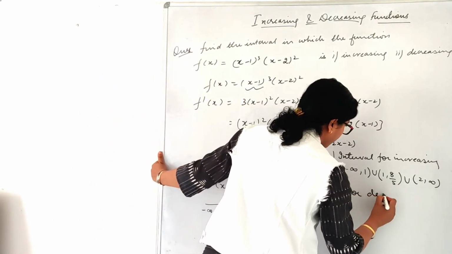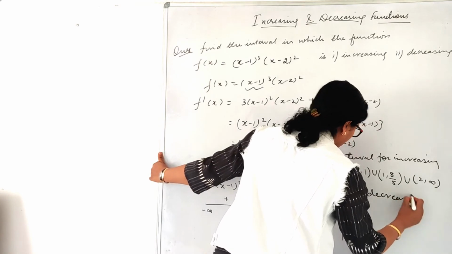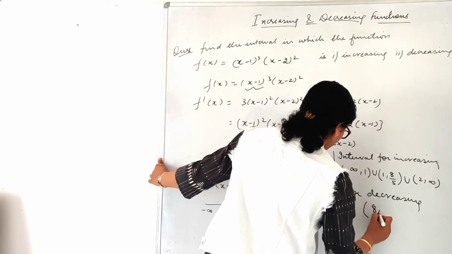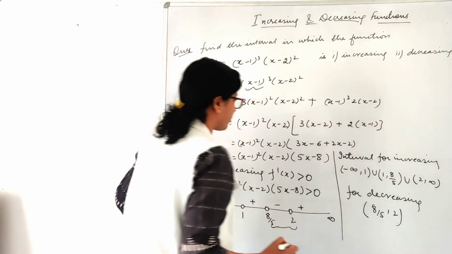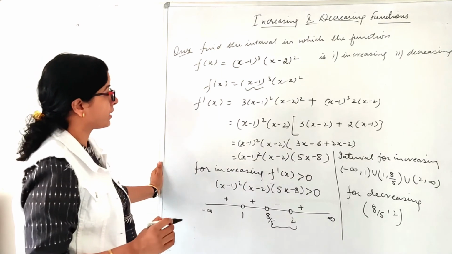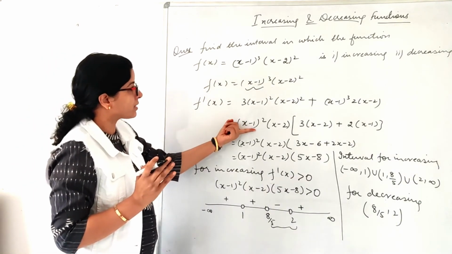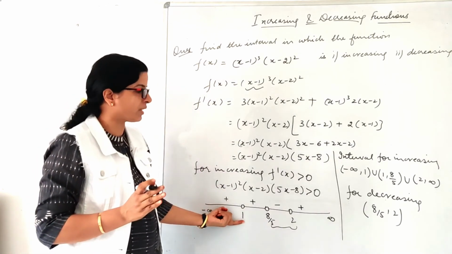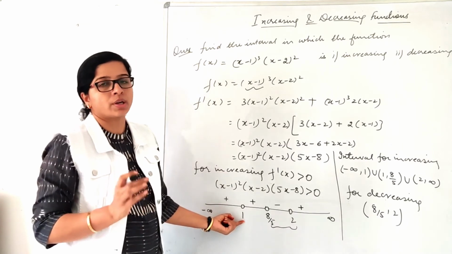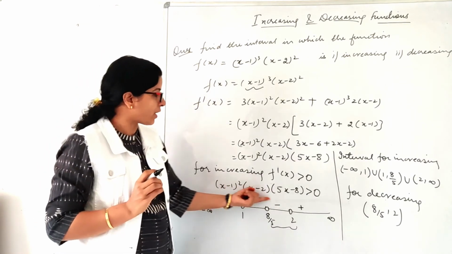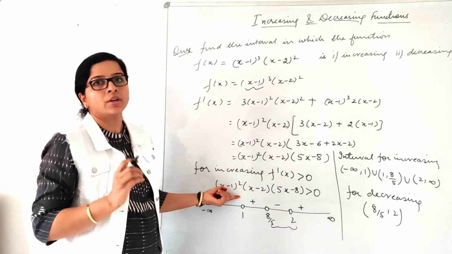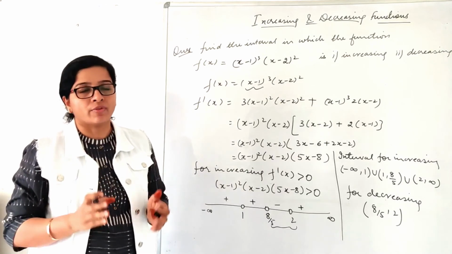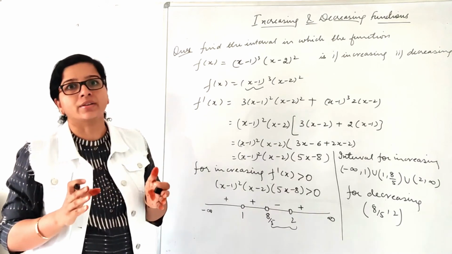For decreasing, this is my region, 8 by 5 comma 2. This is the region for decreasing. So always remember, though it is always positive for all the values except 1, we have to take that part into consideration also, because at 1 this function will become 0. So critical points are not to be included when we are solving the function for increasing and decreasing.